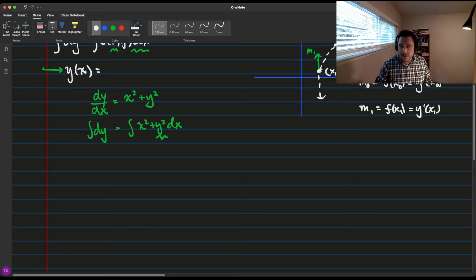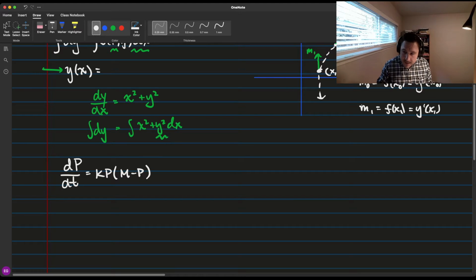So let's come up with a differential equation here. Let's look at the population growth, which is called the logistic differential equation. The derivative of the population with respect to time is equal to k p (m minus p). So this is called the logistic equation.